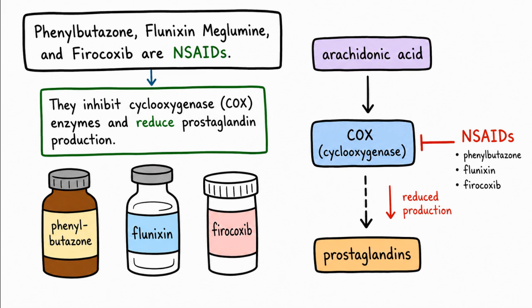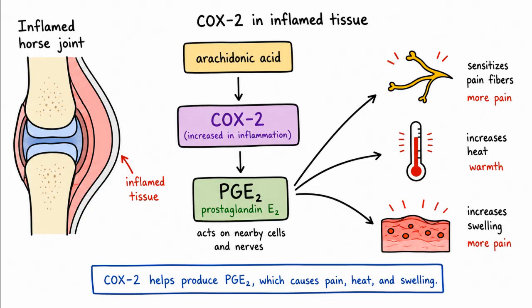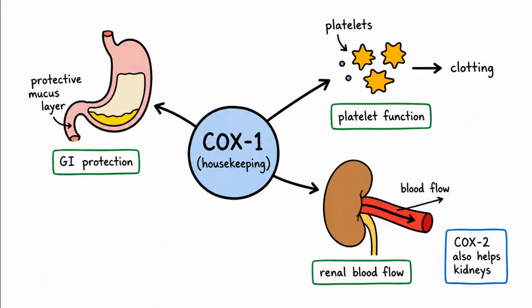Phenylbutazone, flunixin meglumine, and firocoxib are NSAIDs that inhibit cyclooxygenase enzymes and reduce prostaglandin production. COX-2 becomes more active in inflamed tissue and helps convert arachidonic acid into prostaglandins such as prostaglandin E2, which sensitizes pain fibers and contributes to heat, swelling and pain. COX-1 has housekeeping roles in gastrointestinal protection, platelet function, and renal blood flow, although COX-2 also has normal functions in the kidneys.